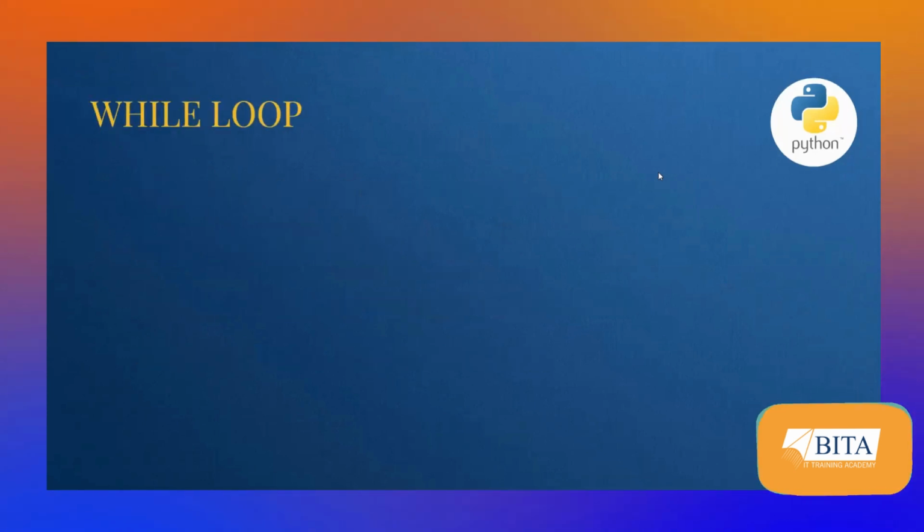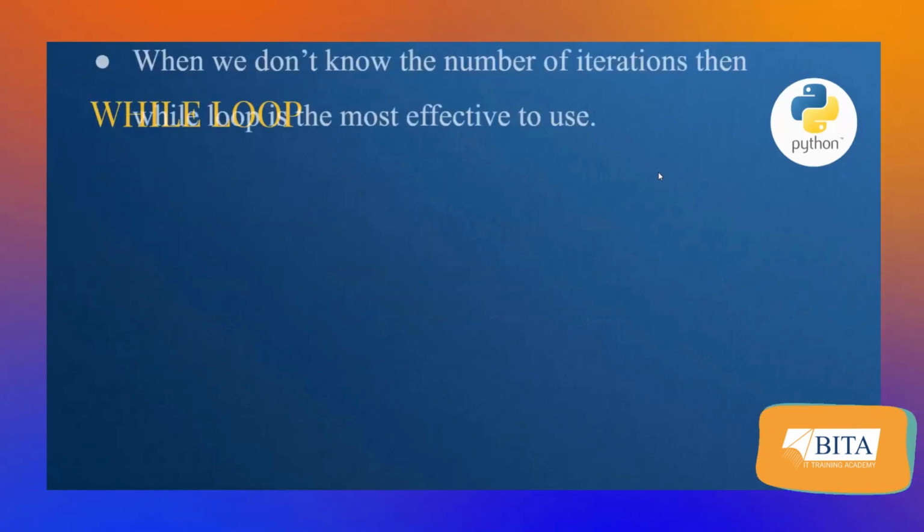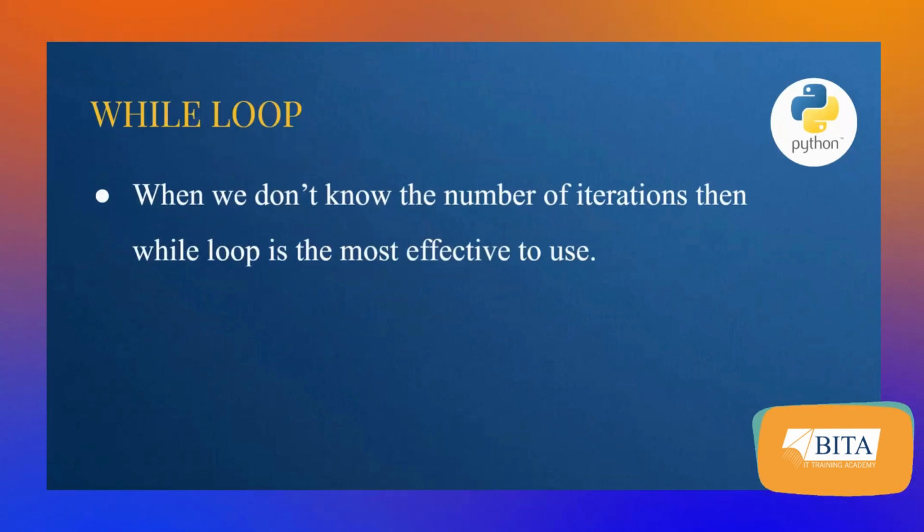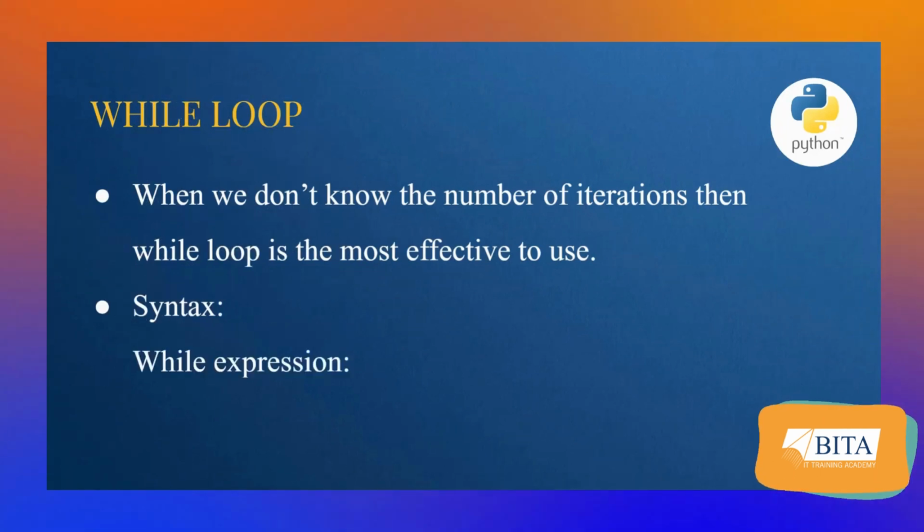In a while loop, if the condition is true, it will execute the repeated statements until that condition becomes false. The while loop contains the keyword while, and then the condition we want to check. After that, we have to put a colon.